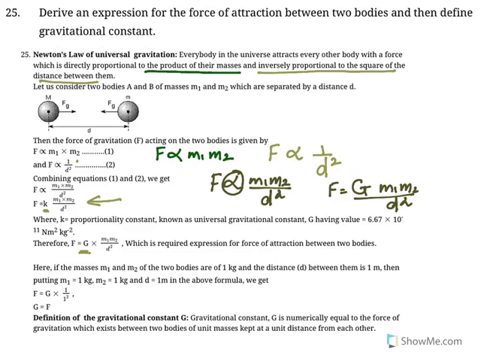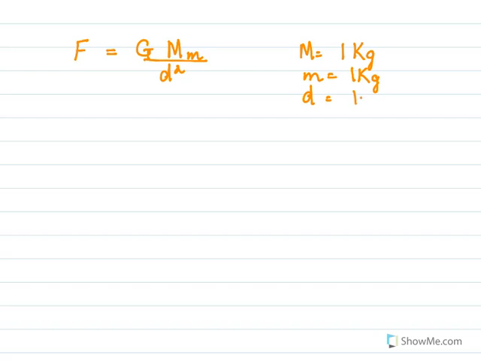Now how do we define G? To define G, we know F equal to G m1 m2 over d square. If both the objects are of mass 1 kg and the distance is 1 meter, then what would happen? We have F equal to G times 1 times 1 over 1 square. So F equal to G.